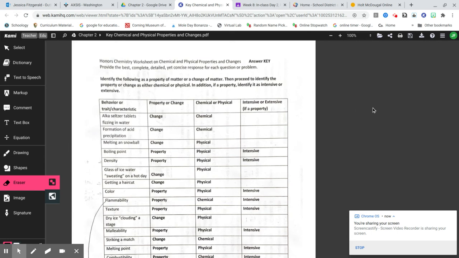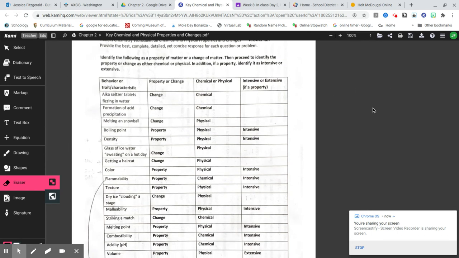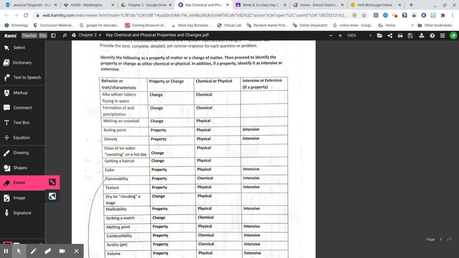Okay, so let's take a look at number one. I know we did number one in class, but let's just analyze it again. So we have Alka-Seltzer tablets fizzing in water. There is going to be a change because it is changing from one substance to a new substance, because your key word there is fizzing, and that supports that it is a chemical versus a physical property. Okay, and we'll leave this last box open because it is not describing a property but a change.